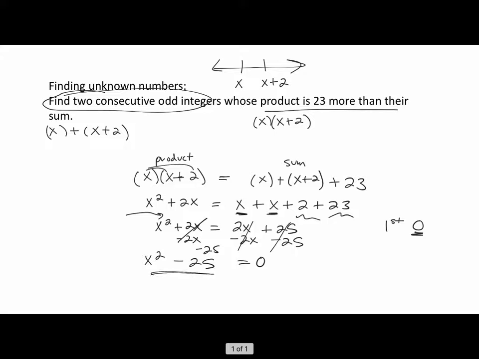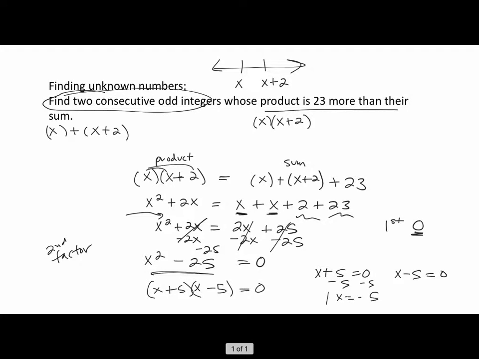So now I want to completely factor the other side. This is a difference of x squared and 5 squared, so it will have two factors, the sum and difference of x and 5. Lastly, by the zero product property, set each of those factors containing a variable equal to 0, and then solve those resulting equations. So x equals negative 5 and x equals positive 5.